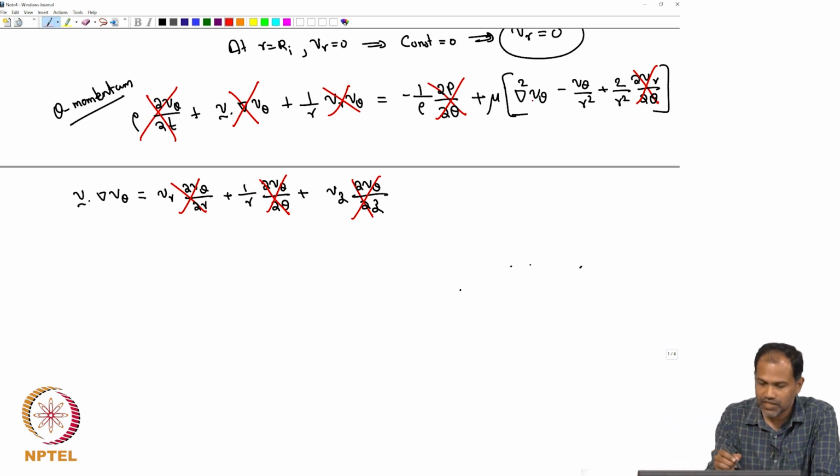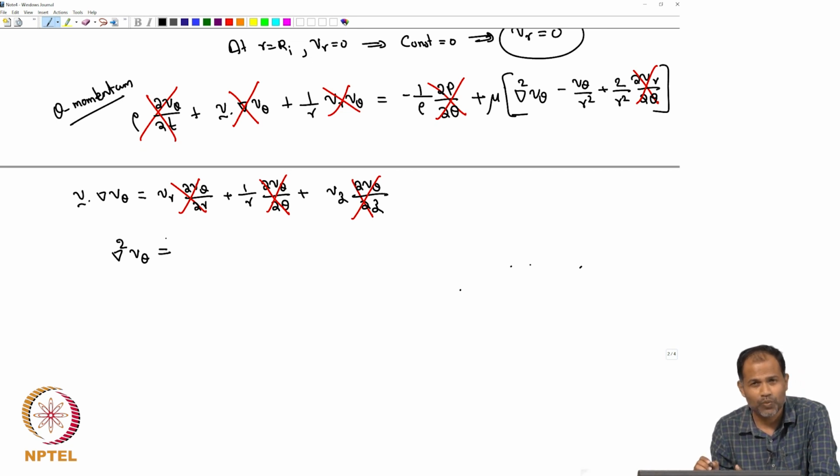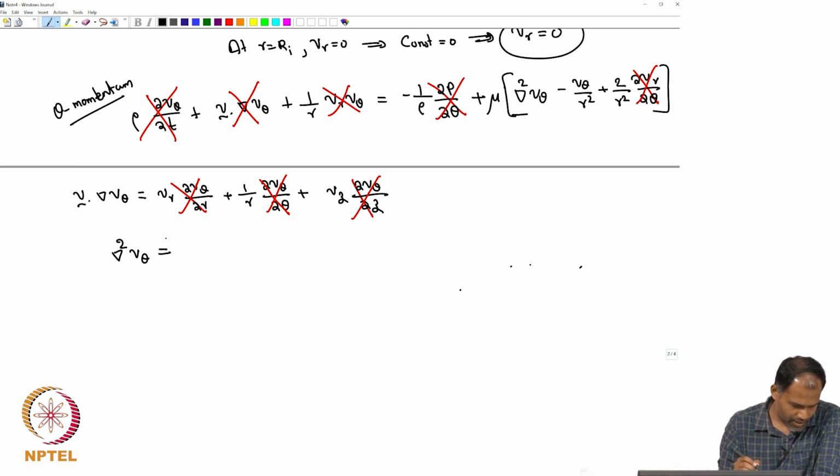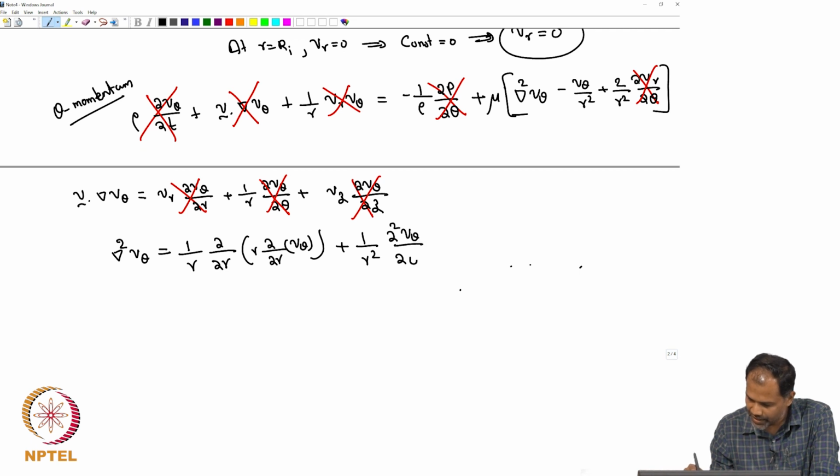We need to find out what is del square V theta now. Del square V theta, again I look at the standard textbooks and find out what is the equation for the Laplacian in the cylindrical coordinate system, and I find that that's equal to 1 over r del by del r of r del by del r of v theta plus 1 over r square del square v theta by del theta square plus del square v theta by del z square.